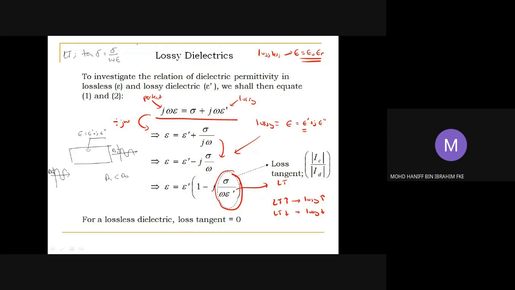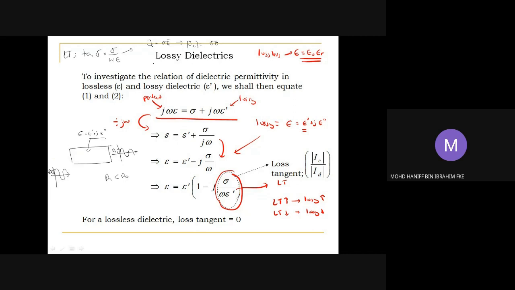If we can have a ratio, let's go back to the definition of conduction current: JC equals sigma times the E field. I just take the amplitude. So in terms of the amplitude, JC will be equal to sigma times E, the amplitude.